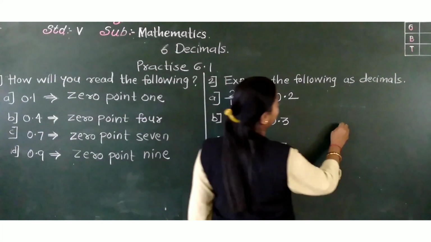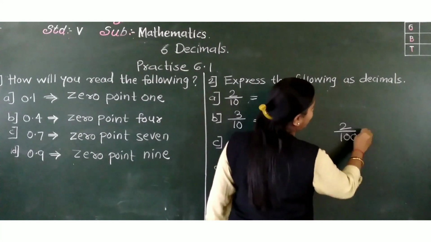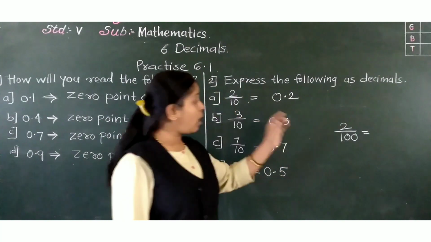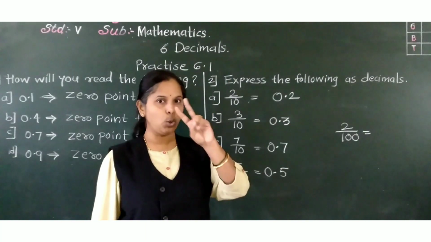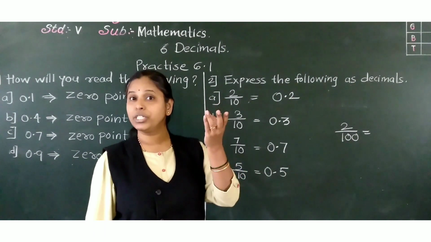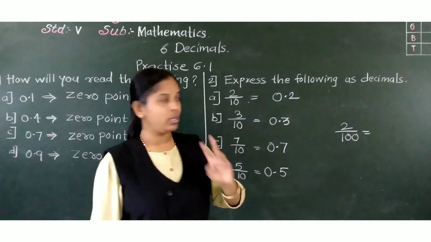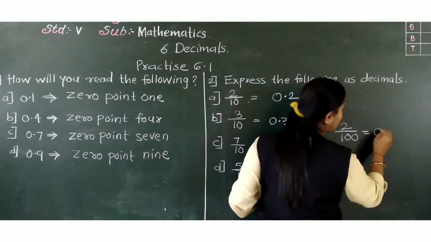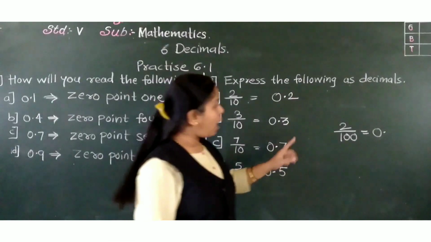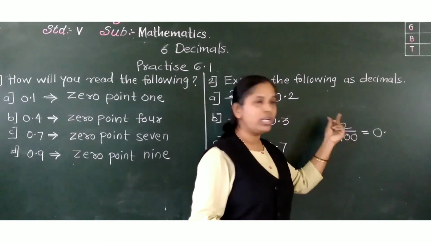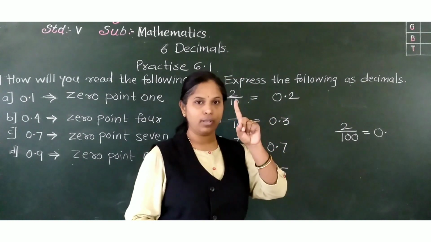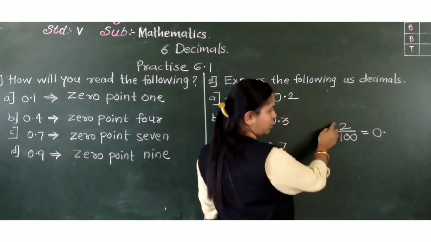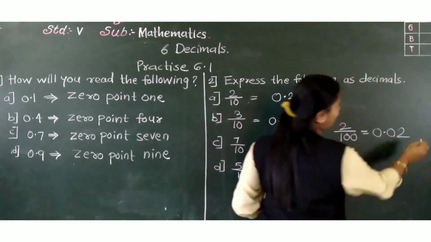Now see here, suppose 2/100 would have been there. Now how many zeros are there at the denominator? 2. Then how many digits must be in the numerator? 2. Now see here, how to write? Here the whole part is not there, so write 0 first. Correct? Now 2 zeros, so 2 digits are wanted, but here only one digit is there. But we can make 2 digits. How? See here, before 2 write 0, so 0 2.